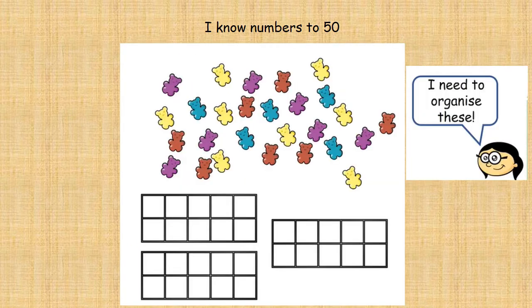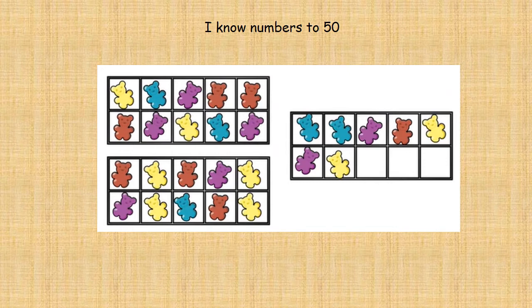Wow, that's a lot of gummy bears. Annie says, I need to organise them. I agree with Annie. It would be difficult to count them one at a time. I think you might lose track. I wonder what you can do to count them easily. What a good idea, Annie. Let's use tens frames. Look how easy it is to count them now they're in tens frames. I can see there were 27 gummy bears.